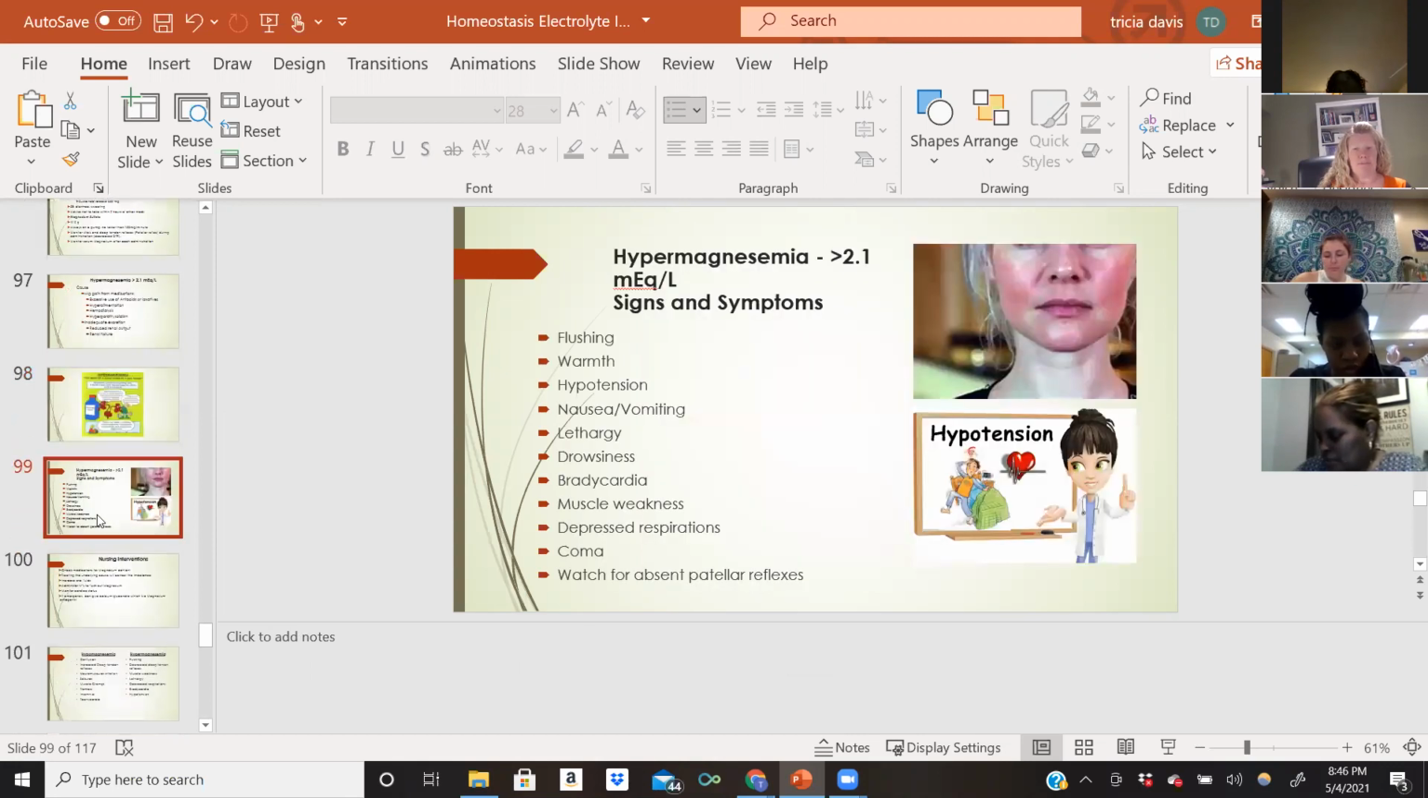All right. So signs and symptoms. We are going to see flushing. They're going to be very warm. They're going to have hypotension, low blood pressure. They may have nausea and vomiting, lethargy. They're going to be drowsy, bradycardic, low heart rate, less than 60, muscle weakness. Their respirations may be depressed. They could even go into a coma, and then you want to watch for these absent patellar reflexes.